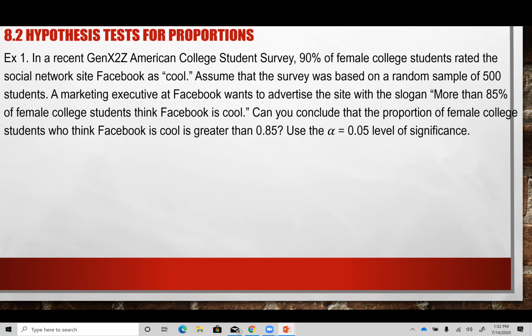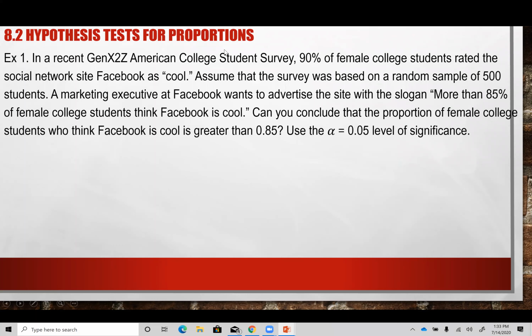So look at this here. In a recent Gen X2Z American College Student Survey, 90% of the female college students rate the social network site Facebook as cool. Assume that the survey was based on a random sample of 500 students. A marketing executive at Facebook wants to advertise the site with the slogan, more than 85% of female college students think Facebook is cool. Can you conclude that the proportion of the female students who think Facebook is cool is greater than 0.85 using the alpha of 0.05?